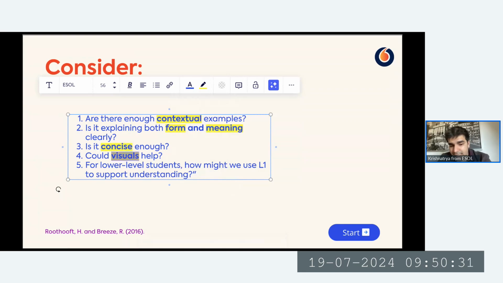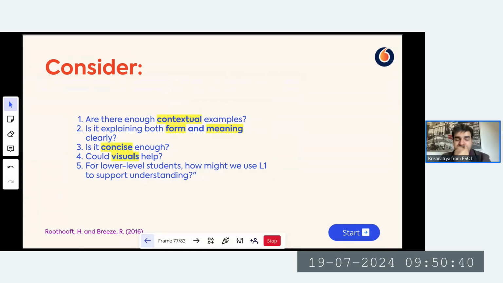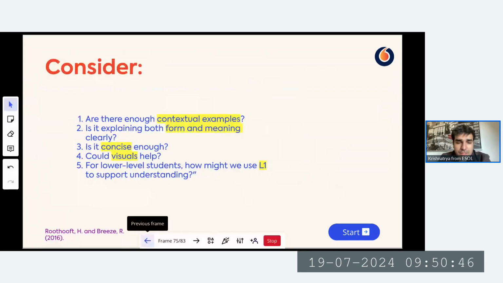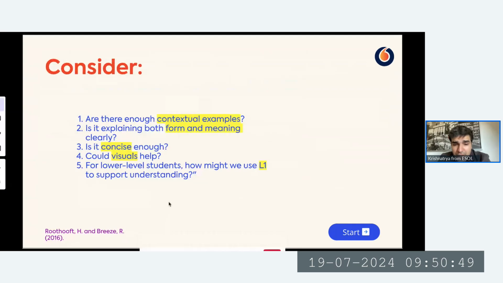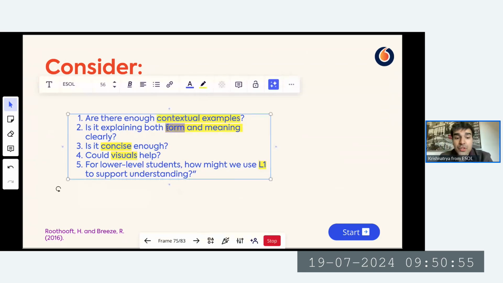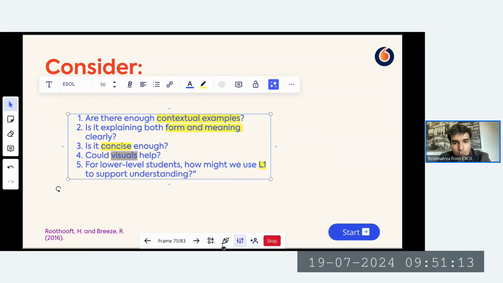The entire idea of this lesson is, make sure that you give context to the lesson, make sure that you clarify the form and the meaning, make sure that you're concise, make sure you use visuals, and that's how, ladies and gentlemen, you're able to teach grammar successfully. I repeat, you're able to teach grammar successfully. That's about it. So there's a little homework for us.